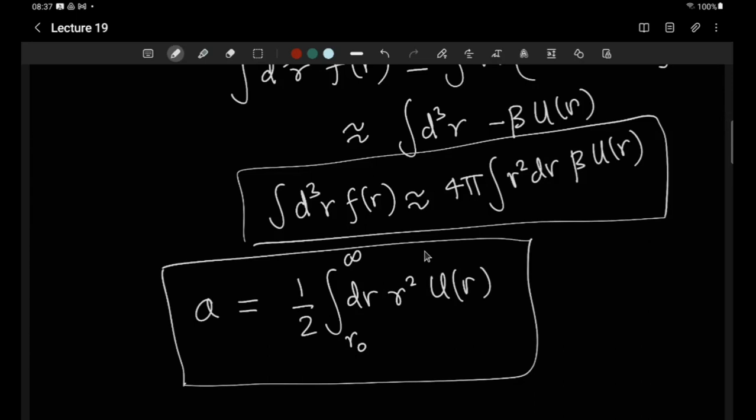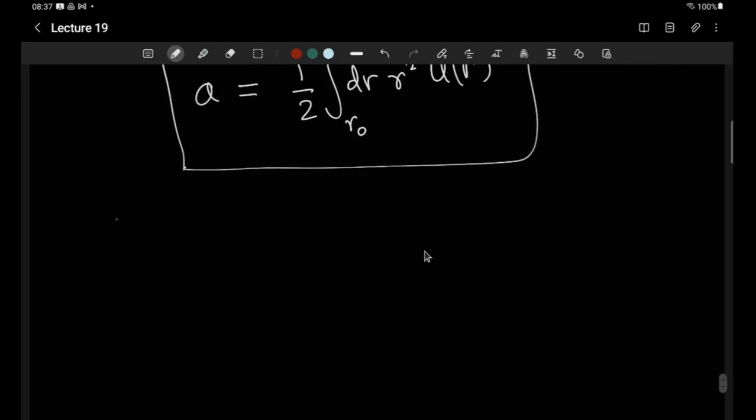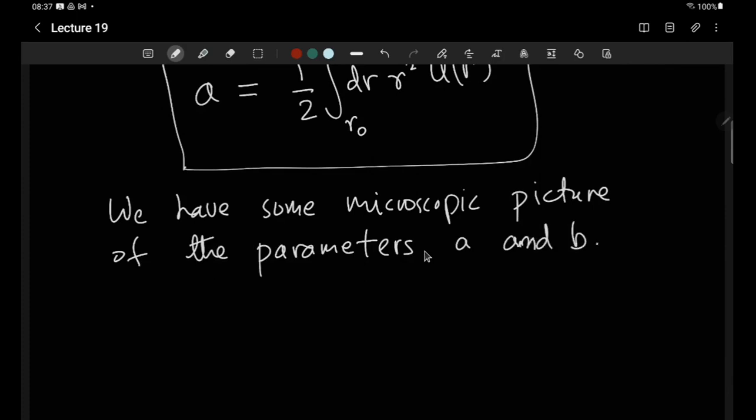Okay. So now we actually have some microscopic picture of the parameters a and b. Is this clear? So a is the full integral from r naught to infinity, so it knows about the potential. B knows about the exclusion volume. So that's a small thing. So these are the two effective parameters which come out of this.